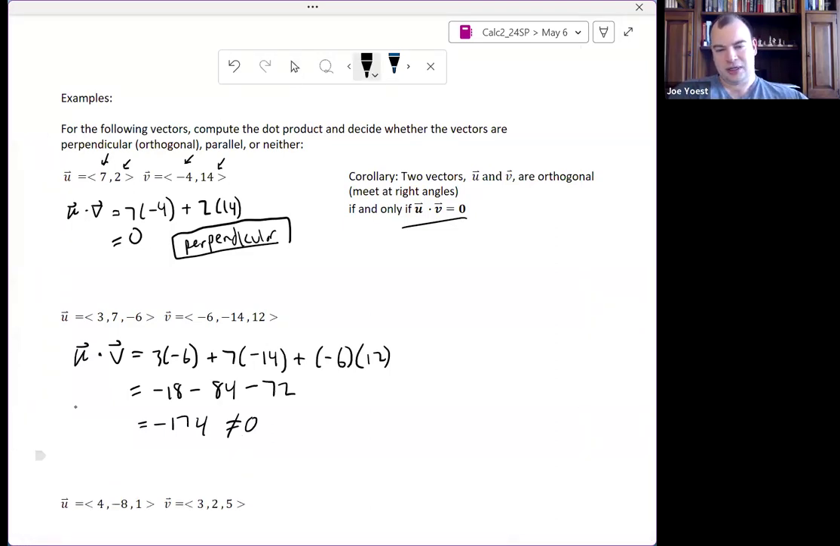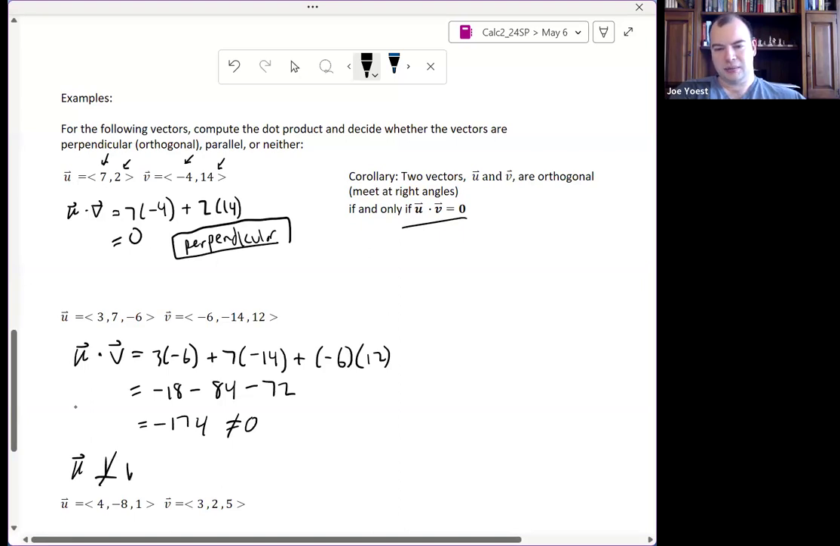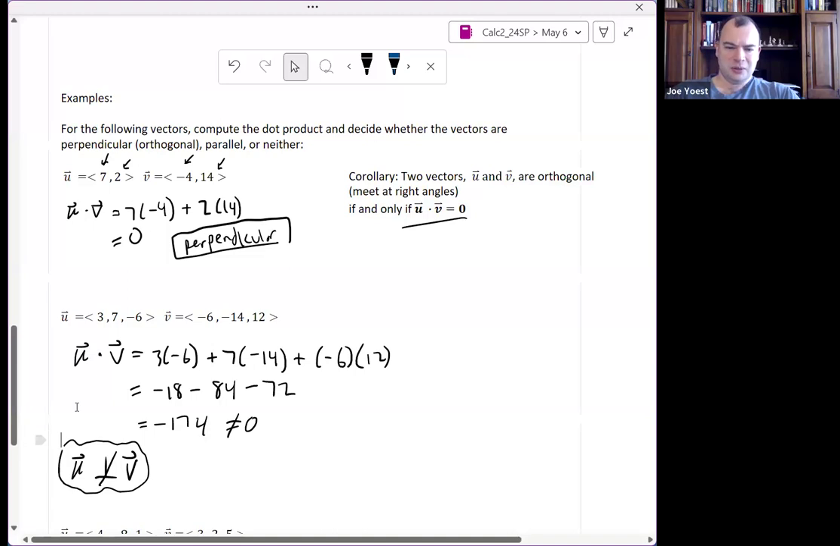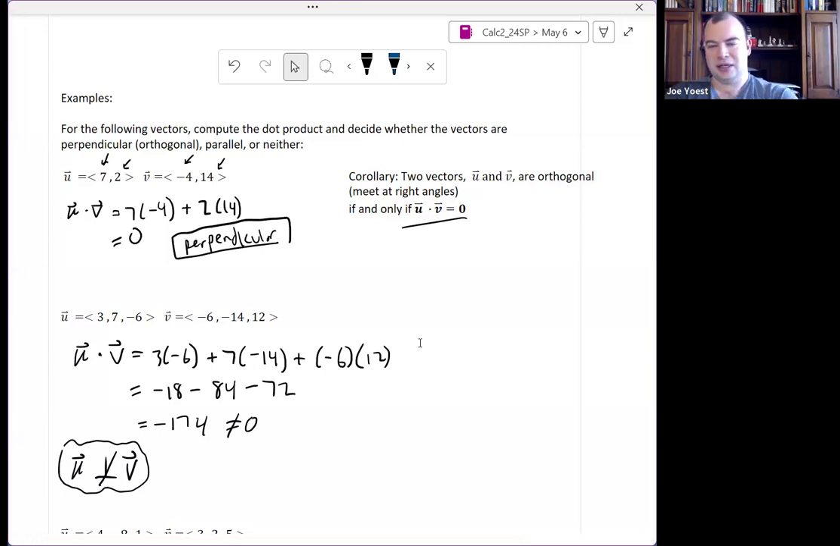So these are not perpendicular. This kind of upside down capital T looking thing is the symbol for perpendicular. So we'll just write it this way. These are not perpendicular. But I suppose I still have two possibilities. They could be parallel, or they could be neither perpendicular nor parallel. They can meet at some angle that is not 0 or 180, but is also not 90.